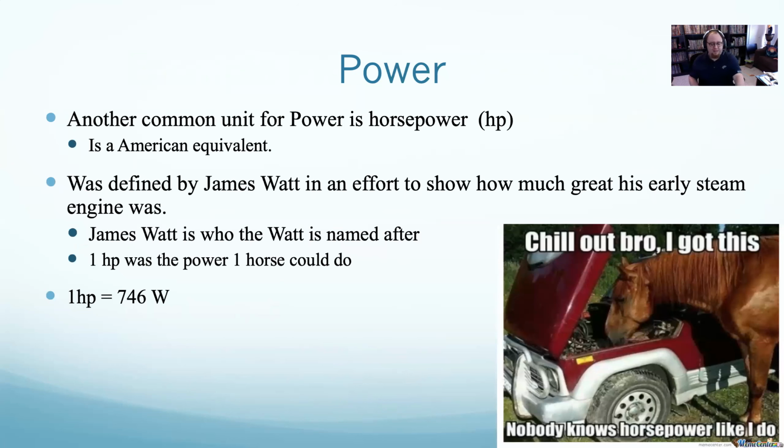Horsepower was first defined by James Watt, which is pretty fun, that the unit is named after someone who defined a different unit. I kind of like that fact. He's like, guys, I made this unit. People are like, cool, we made a different one. We named it after you. And he's like, but I made this one.